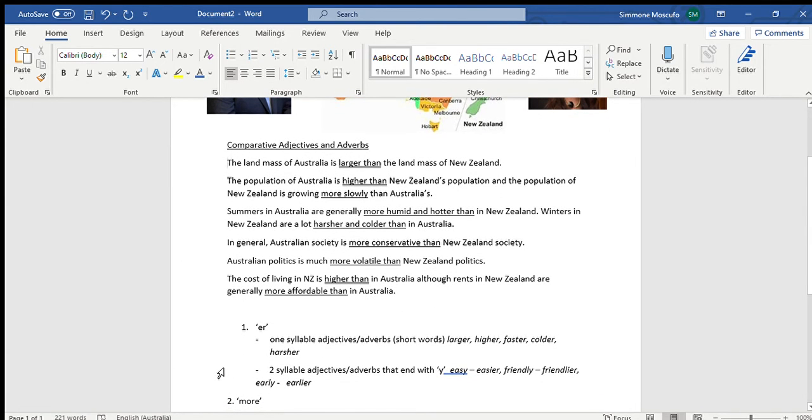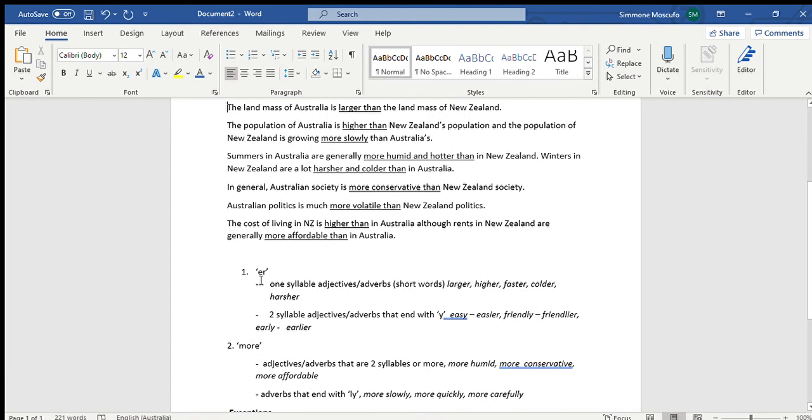Now, when we do comparatives, we've got two ways of doing it. So here you can see we've got larger. We've changed large and we've just added ER at the end. So number one is ER. We use ER for one syllable adjectives and adverbs. So we'd say larger because large is one syllable. High is one syllable, so we say higher. Fast is one syllable, so we say faster. Cold is one syllable, so we say colder. And harsh is one syllable as well, so we say harsher.